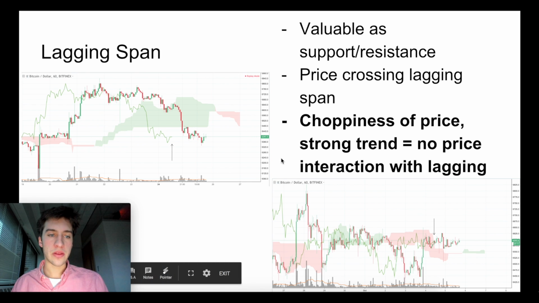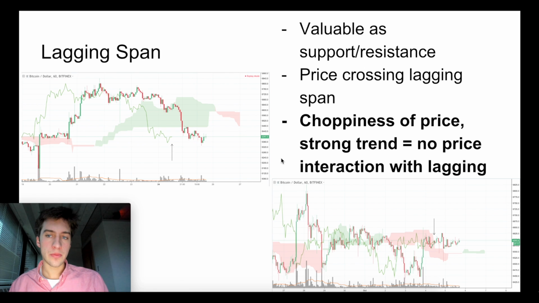So that is the way that I like to use the lagging span. Of course, there are many other ways that you can use it, but I find that it can be very helpful with looking at choppiness.